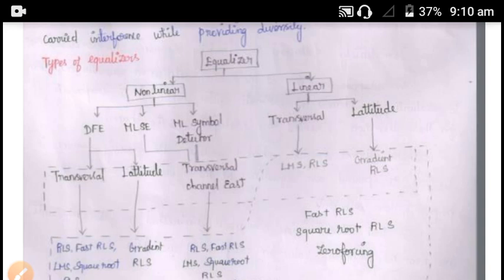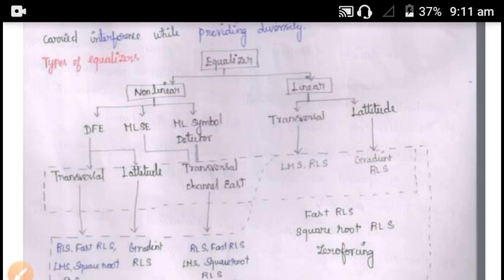We know we are transmitting a signal and receiving a signal, right? If this received signal is not used as the input for the next signal, that is, there is no feedback path, the output is not used in the feedback path, that is known as a linear equalizer.